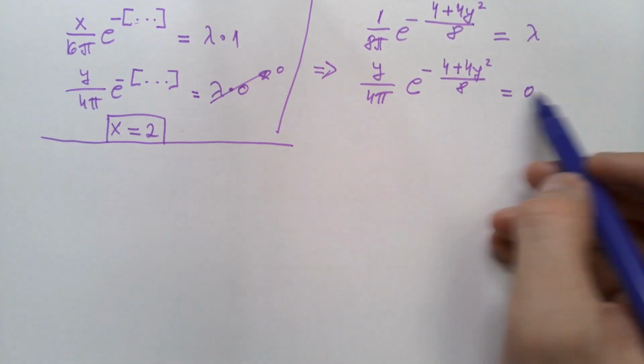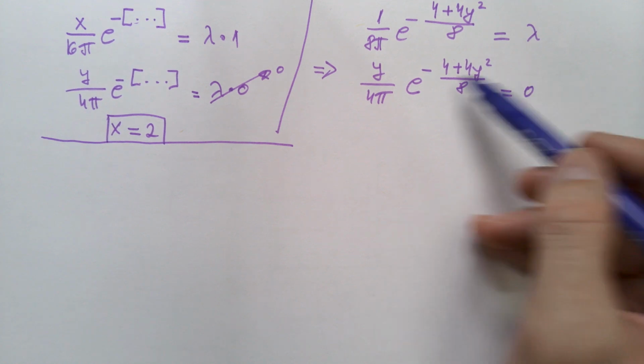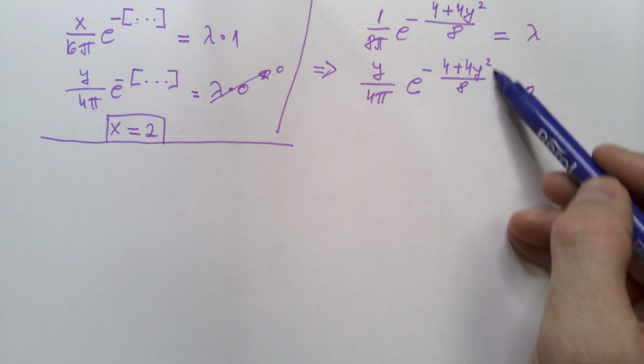If we now focus on the second equation, we can see that the right-hand side is 0, but we have a factor multiplying the exponential function.